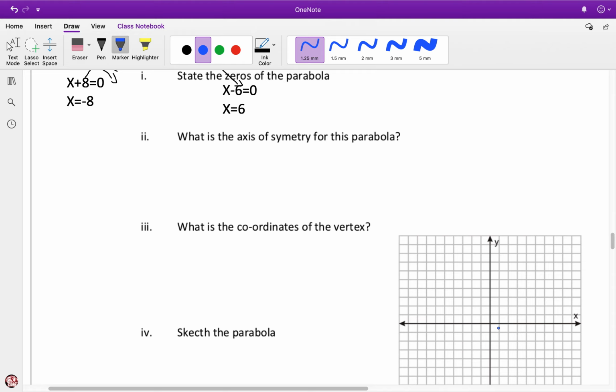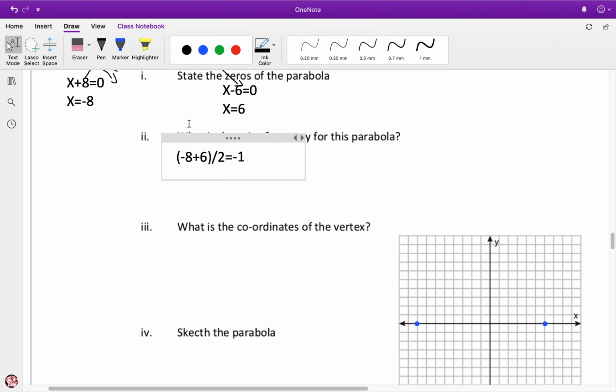So now I like to mark these right away. Let's put my 6 down. So 1, 2, 4, 5, 6. And on the other side, 10, 9, 8. Now it says axis of symmetry. We know the axis of symmetry is where we add the 2 points, so -8 plus 6, and we divide it by 2. That's going to give us -1 as my axis of symmetry. Now we know that the axis of symmetry is the x-coordinate of my vertex. So I can take that -1 and plug it back into the original equation.